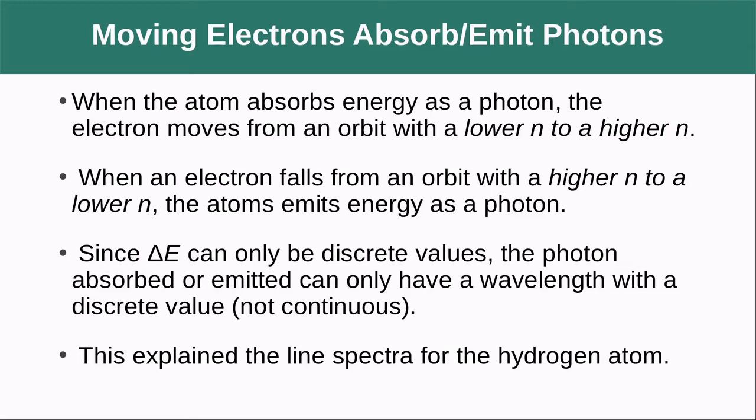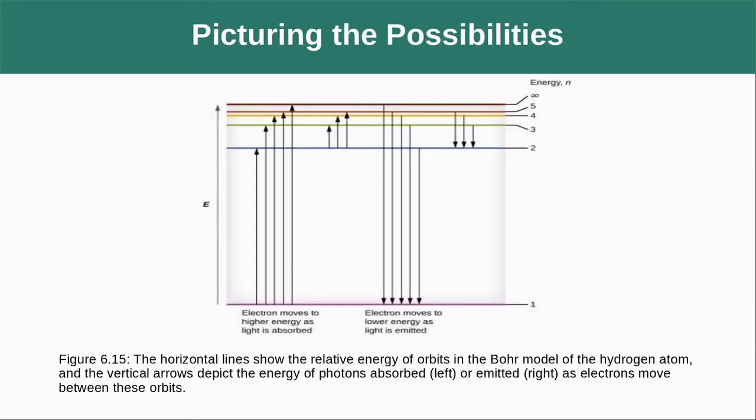Let's see if we can picture that. So what they're saying is if this is the ground state of the hydrogen atom, it can be excited to this first n equals 2 state. It could go past that to n equals 3 or n equals 4. Each of these is going to involve absorbing a photon of a different energy, a different frequency.